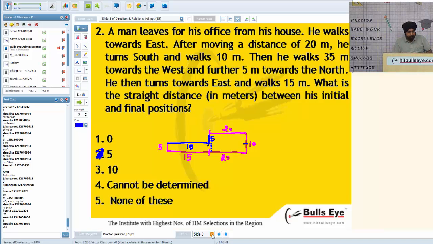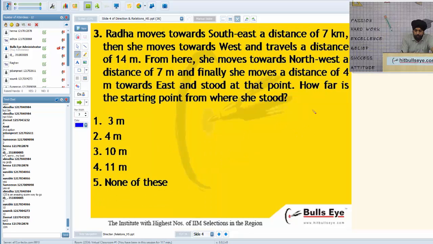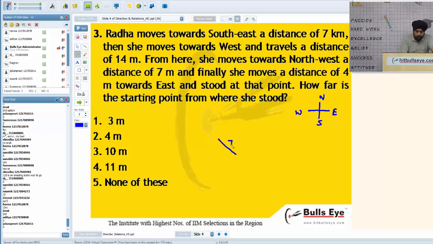Very nice. Moving on, this one. Now Radha moves southeast, as I told you the difference between north, south, east, west. So she goes this way, covers 7. Now towards west and travels a distance of 14. She reaches here. Now northwest, a distance of 7, and finally moves a distance of 4 towards east.